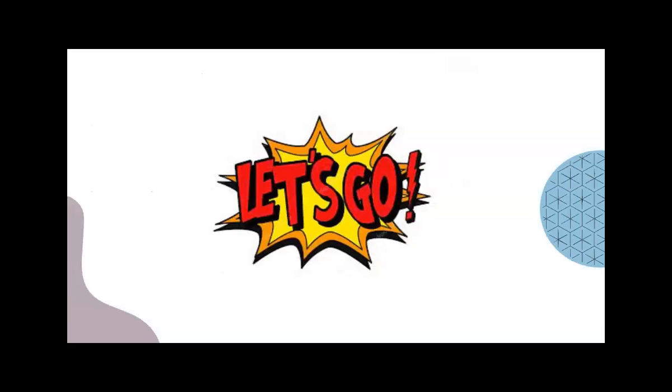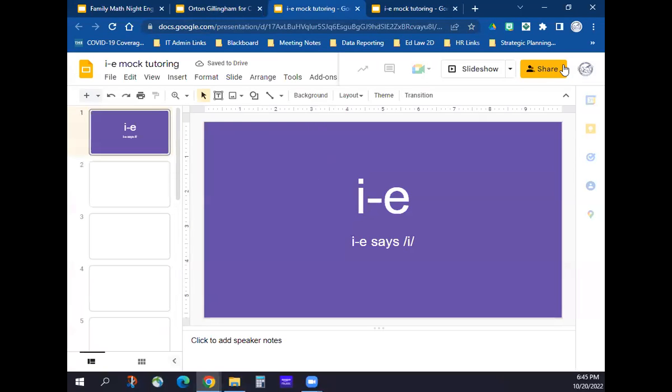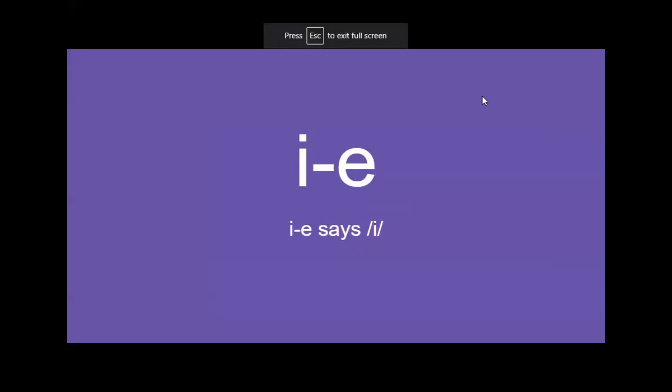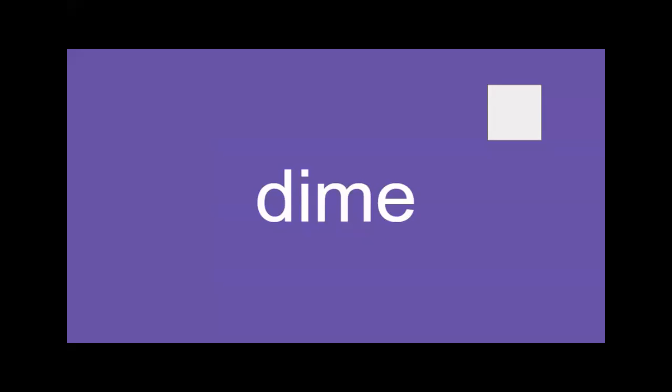So I have my trusty assistant here, Alex. We're going to go through an Orton Gillingham practice session on what it might look like for a student in the Orton Gillingham classroom. You'll see that we're going to introduce I consonant E says I. And then I'm going to have Alex read this word on the page.